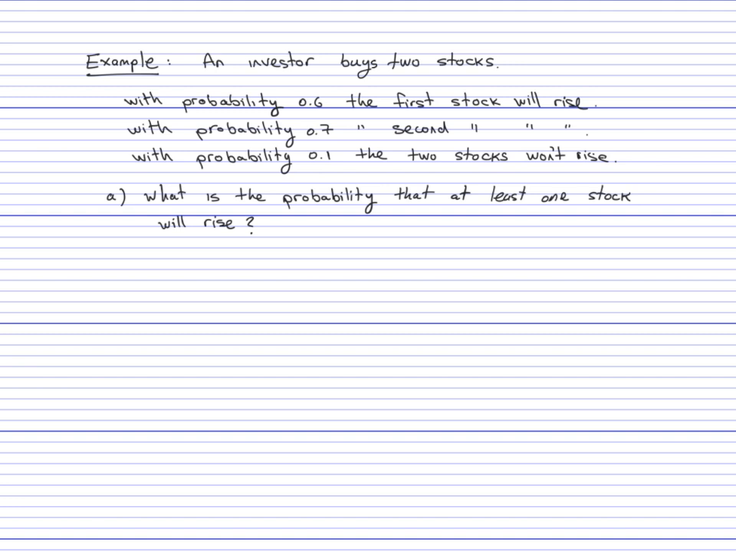So here is how we solve those types of questions. First, we need to denote all the different events. So we can denote A as the first stock will rise, B, the second stock will rise. Now, by using those notations, we can write that the probability of A is 0.6. The probability of B is 0.7. And the last one, with probability 0.1, the two stocks won't rise. Saying that the two stocks won't rise is exactly saying that the probability of not A, the first stock won't rise, and also the second one won't rise, is exactly 0.1.